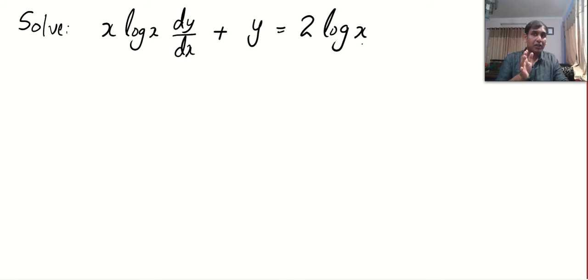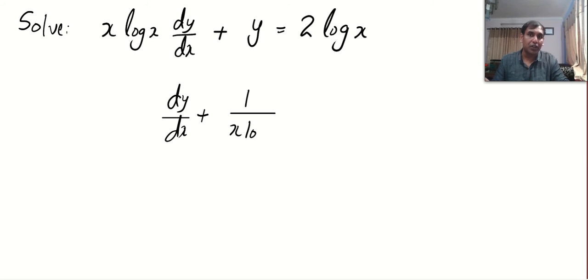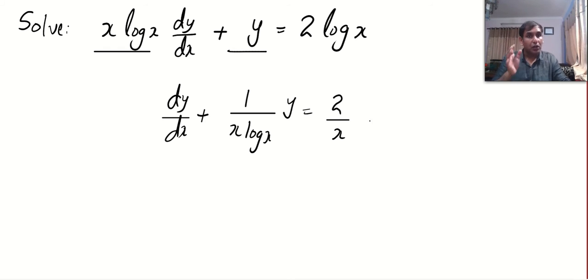Okay, question number 1. Is this equation in the standard form? No. So how can you make it in the standard form? Very simple. Divide throughout by x log x. So we end up with dy/dx plus 1/(x log x) y. Did you understand? I am dividing throughout by x log x. And here log x and log x will get cancelled, 2/x. Now this is in the standard form.